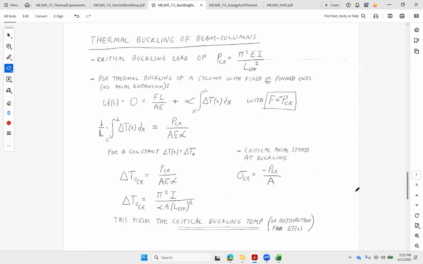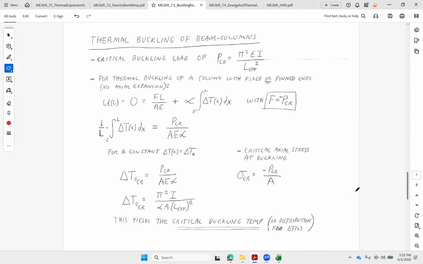Now let's think about buckling in terms of thermal expansion. So we know that the buckling load is the buckling load, pi squared EI over L effective squared, and that is not dependent on temperature. It's only dependent on the material, the cross section. So the geometry and the material are what controls the buckling load. It doesn't matter what creates the buckling load, whether that's a mechanical or thermal driven load.